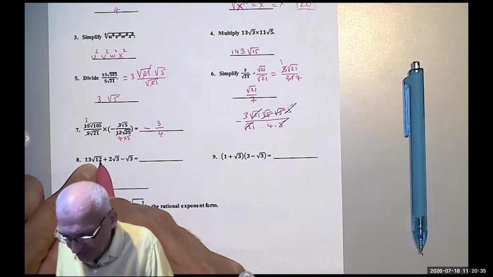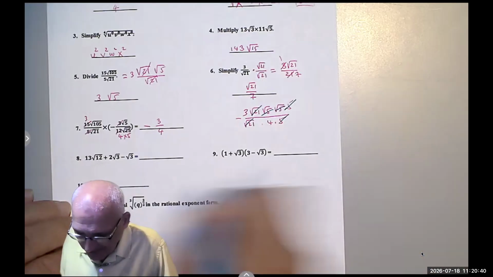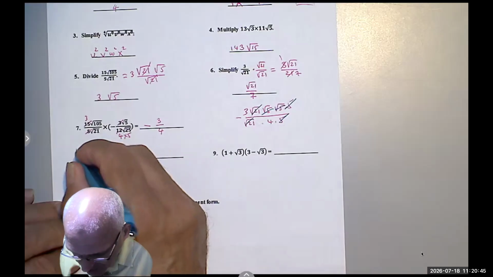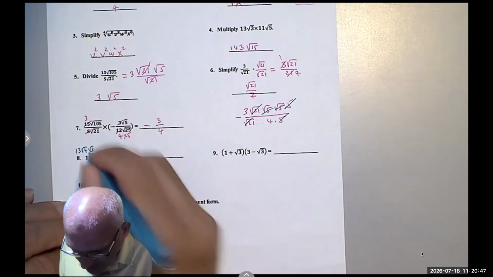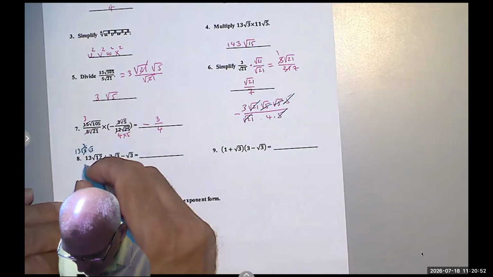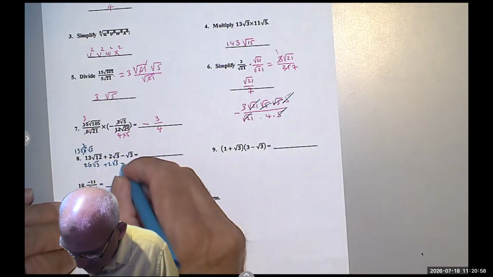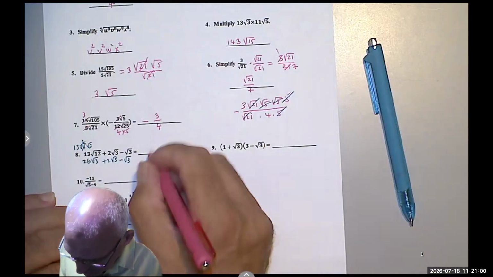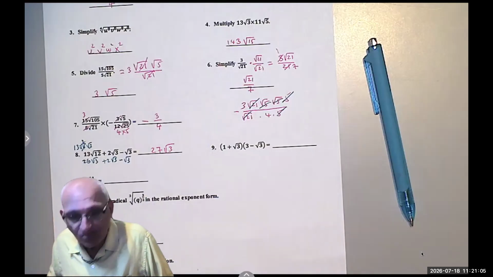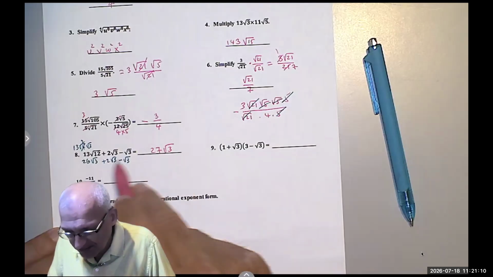Number 8. I have root 12, root 3, root 3. I cannot add them up because they are not the same radical. But I recognize that the square root of 12 is the square root of 4 times the square root of 3. The square root of 4 is 2, so you get 26 root 3 plus 2 root 3, that's 28 root 3, minus root 3, it's 27 root 3. Now they are the same root, I can add them up. 26 plus 2 is 28, minus 1 is 27.